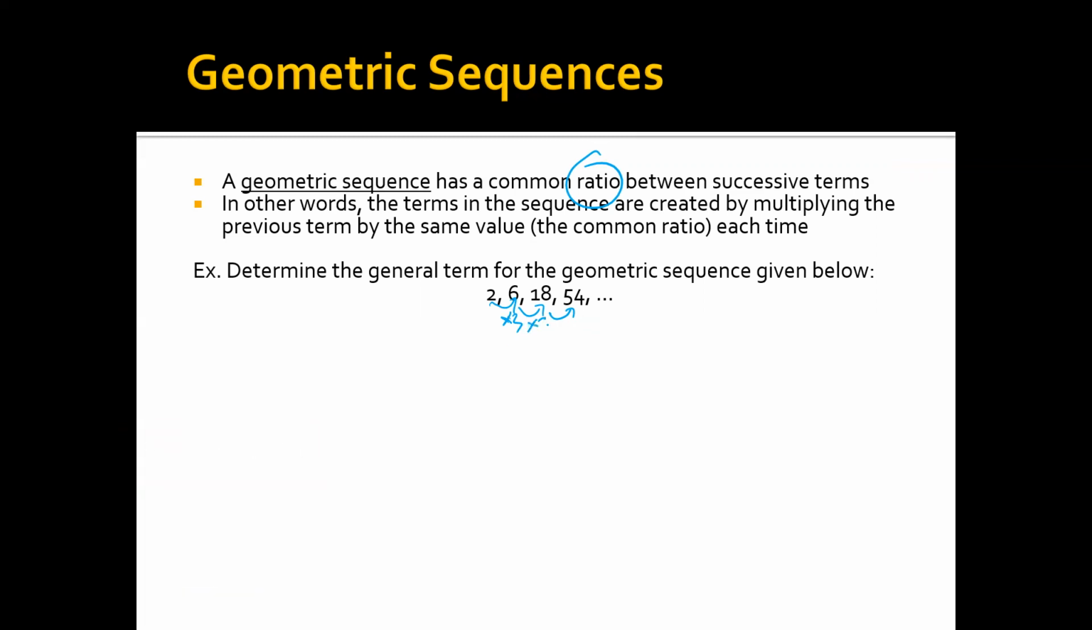So I'm multiplying by 3 each time. When I multiply by 3 each time, I can clearly see that I'm basically multiplying by 3 to get to every successive term that I have there.